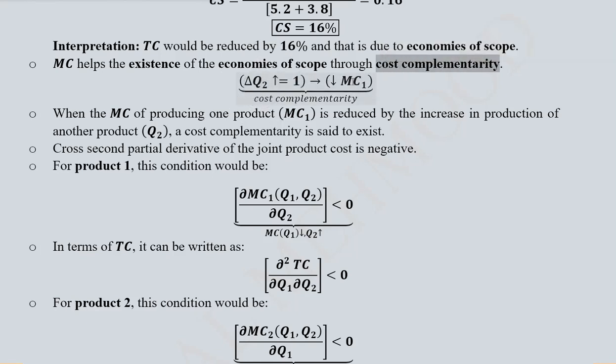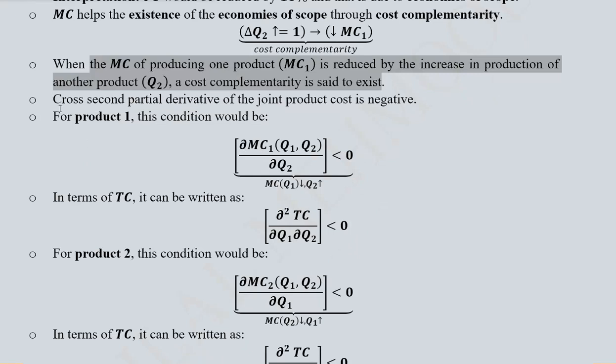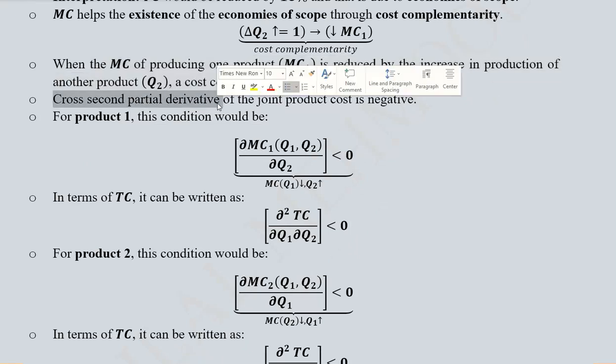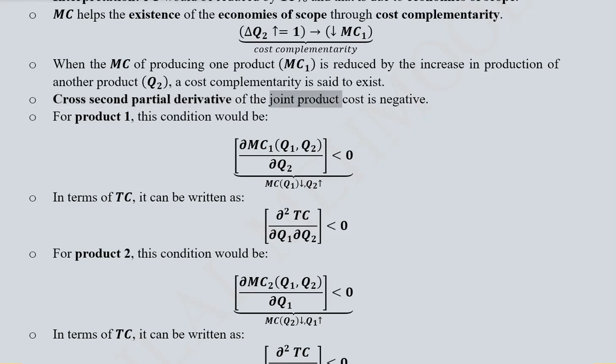between Q2 and Q1. This is the same thing that we have just observed with the help of this symbolic expression. This can also be understood with the help of the cross-partial second-order derivative, and it will be negative when it comes to the joint product cost. So you can see that we have taken the marginal cost here of the first good, and we have taken the derivative of it with respect to the second good. And if we do this, it will be less than 0. It means that there is a negative relationship between the production of the second good and the marginal cost of the first good. So there is cost complementarity, as we can see with the help of this expression.